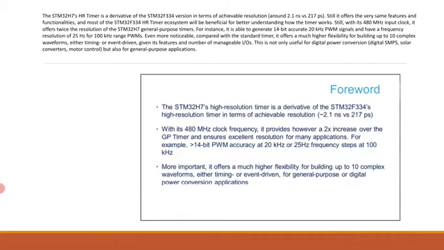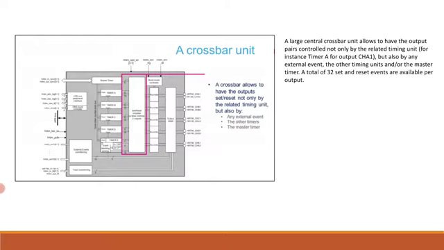If you see, there is a crossbar, a large central crossbar unit that allows the output pairs to be controlled not only by the related timing unit, for instance timer A for the output CHA1, but also by any external event, the other timing units or the master timer. A total of 32 set and reset events are available per output. So the crossbar is followed by a versatile output management. Here it is.